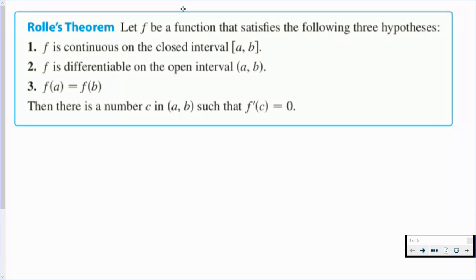Then there is a number c in the interval a to b. Notice that it cannot be equal to the endpoints such that f prime of c is equal to 0. Okay, so let's take a look at how to use this problem. Basically, what they're saying is if there's 2 points where you have equal values and it's continuous, it's differentiable, it could look something like this.